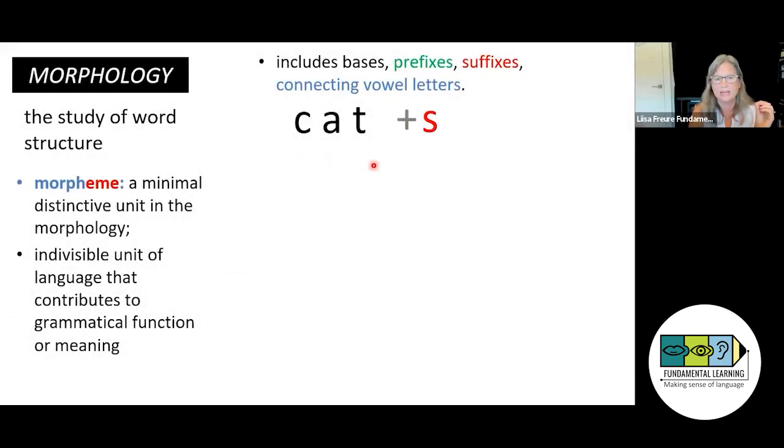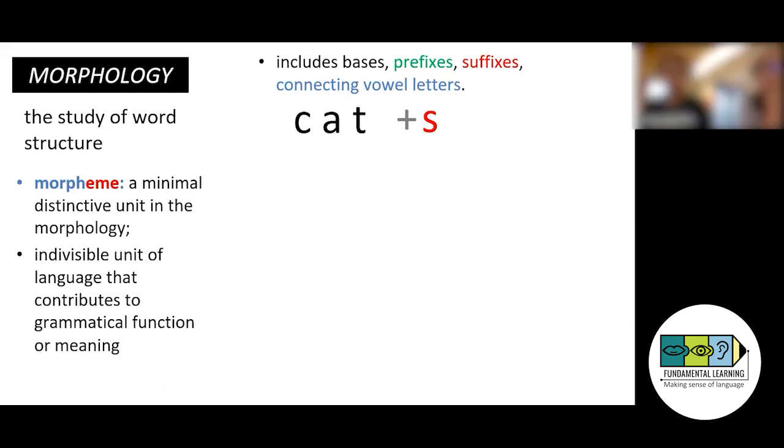So if we had our base, CAT, and I've added this S, what would I call that S? Suffix. Yeah, good, it's a suffix. And how could I define a suffix? A suffix is, what is a suffix? A sound that is placed at the end of the word.